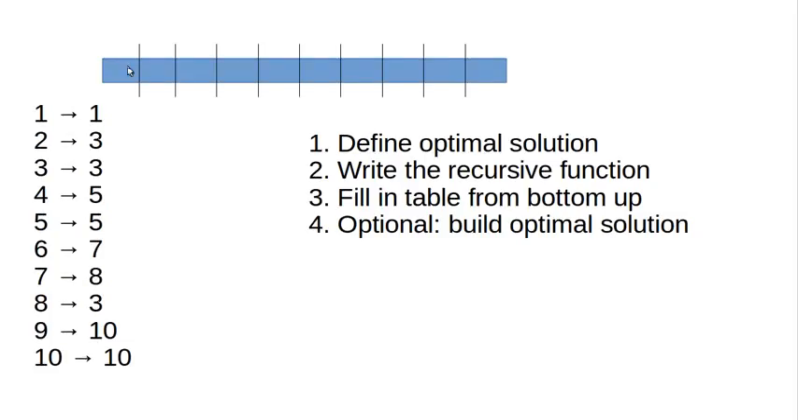So in the last video we talked about the rod cutting algorithm. We have a rod, we have a table of how much we can sell each length rod for, and we want to know what our maximum revenue basically is on this. And our steps were we define what the optimal solution looks like.